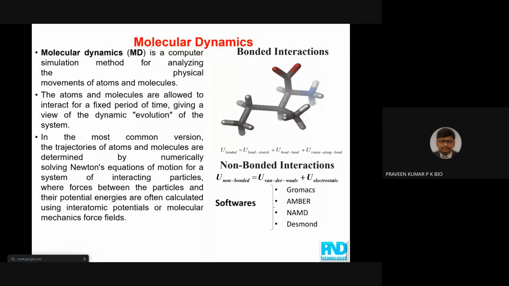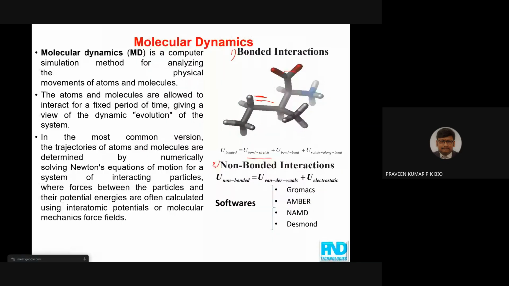And the next is molecular dynamics. Molecular dynamics is a computational simulation method for analyzing the physical movements of atoms and molecules. If you want to check the types of interactions, we have two types: bonded interactions and non-bonded interactions. Among the bonded interactions, there are three available. Whatever you can see, this atom is stretched from this part to this part. This is the stretched part, isn't it? Some small part is stretched, so what we calculate is the bond stretch energy. And here you can calculate the bond bend energy.